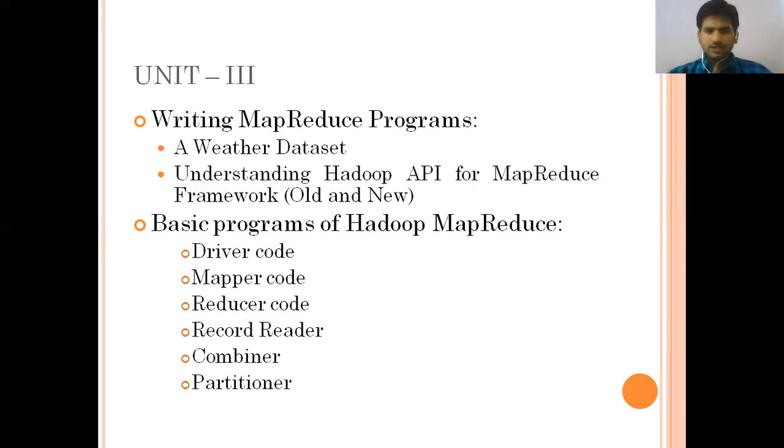So here also we are going to consider the weather data set. What is the weather data set? How are we going to begin? Then understanding the Hadoop APIs and MapReduce for old and new, so how it will be in both ways. Then in this program, what are the basic codes? Driver code, mapper code, reducer code.